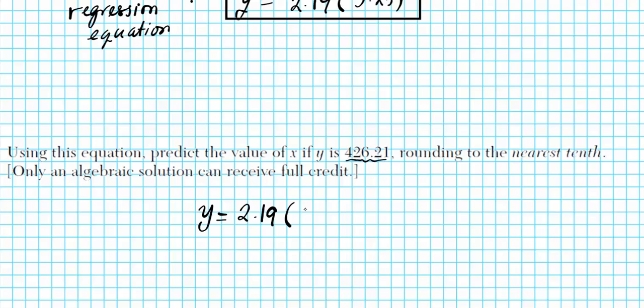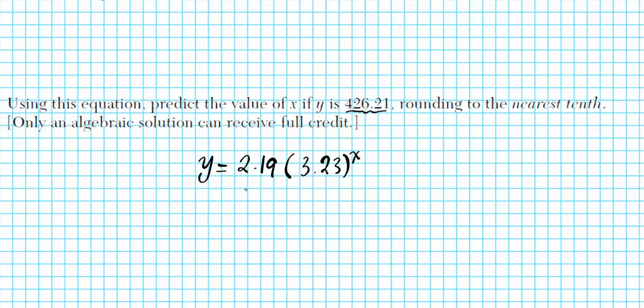Okay, so what we're going to do here is rewrite our model, which is y equals 2.19 times 3.23 raised to the x. We're going to set up an algebraic equation and solve it for x. So in part B here, we have y is equal to 426.21, and x is what? That's unknown. That is what we're looking for in this problem.